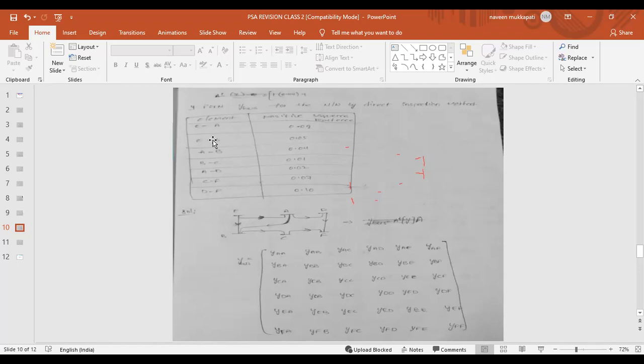First, what is the starting element? That is E. Next, E to A. In between E to A, we have an element with value 0.02. The direction for that element is E to A, which is why we represent it like this. This is element 1, and its value is 0.02.